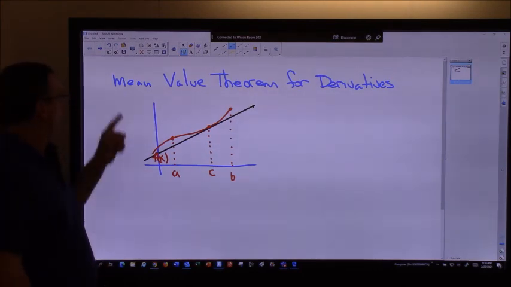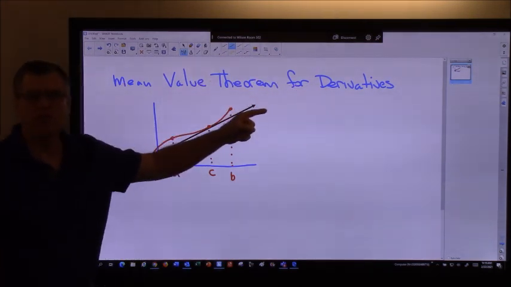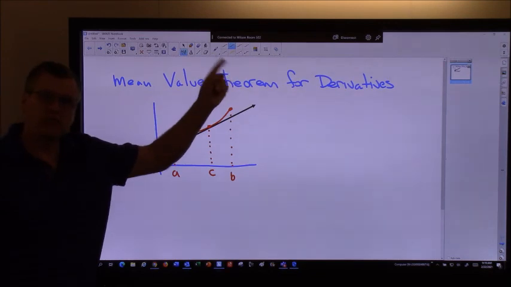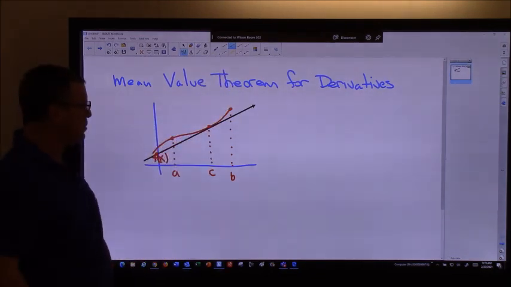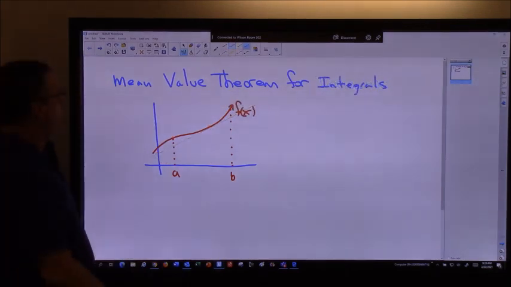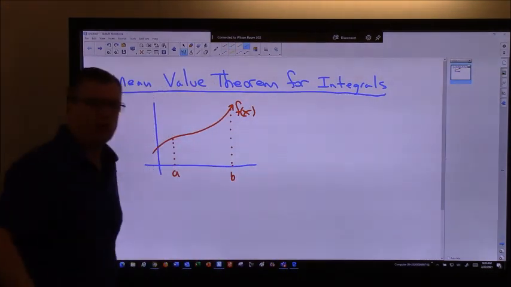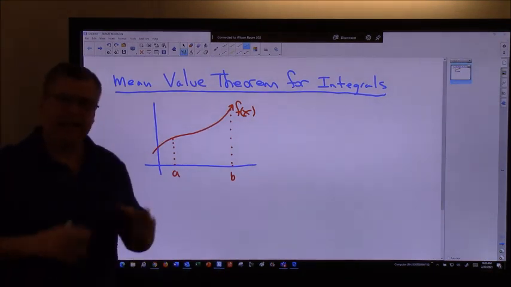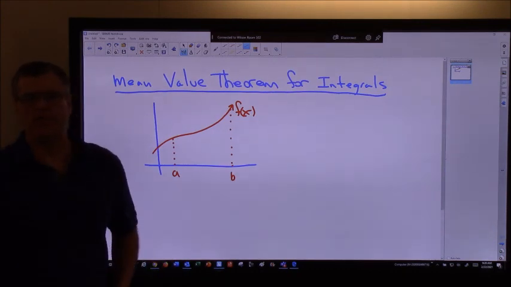Okay? Well, there's a mean value theorem for integrals as well. And so that's what we want to take a look at for today. Okay? So let me get that set up for you guys. Alright, so what we want to look at for today is the mean value theorem for integrals. And how is that different from the mean value theorem for derivatives?